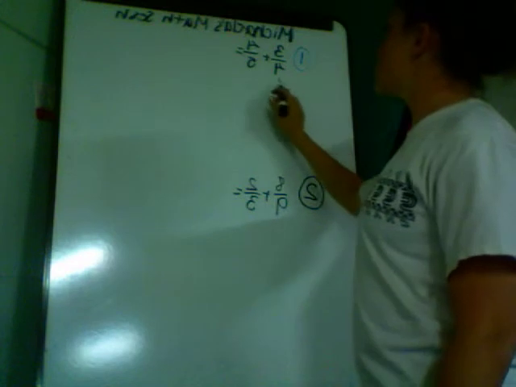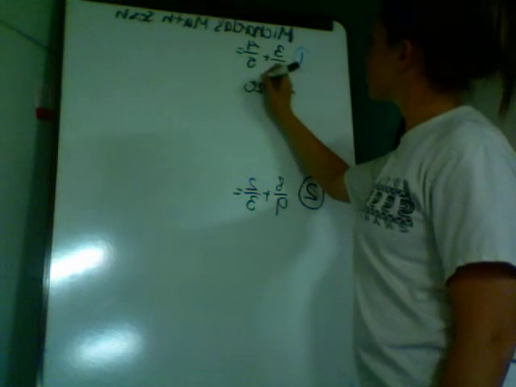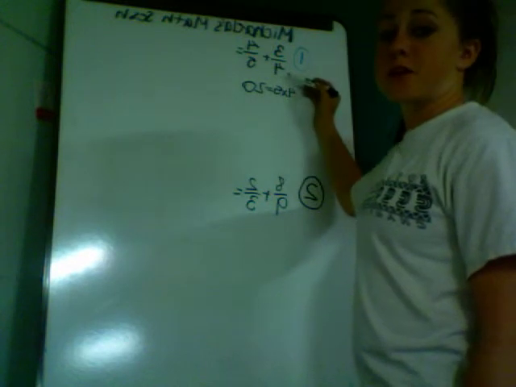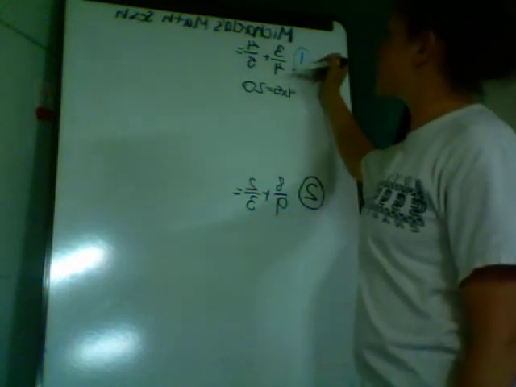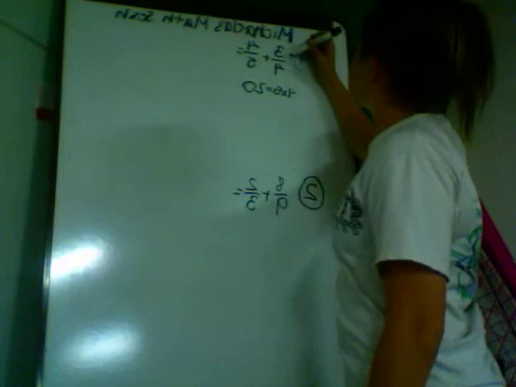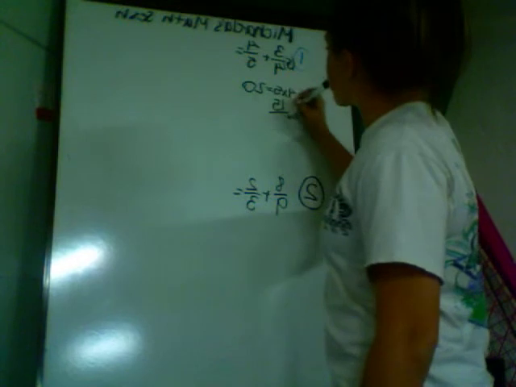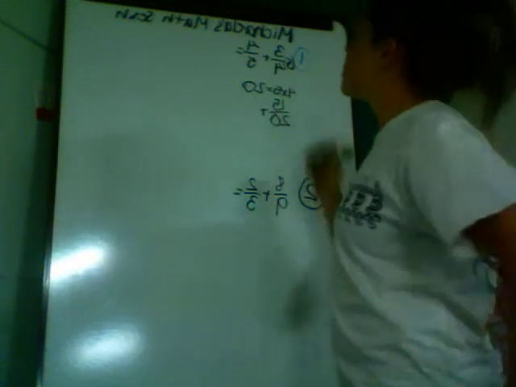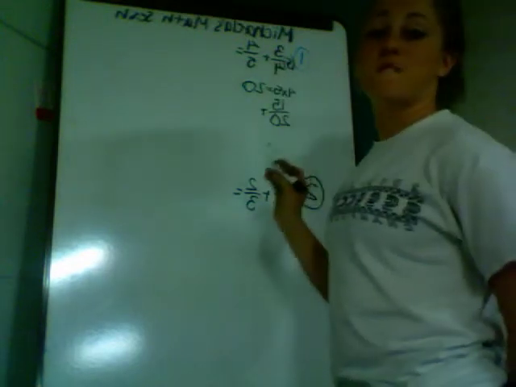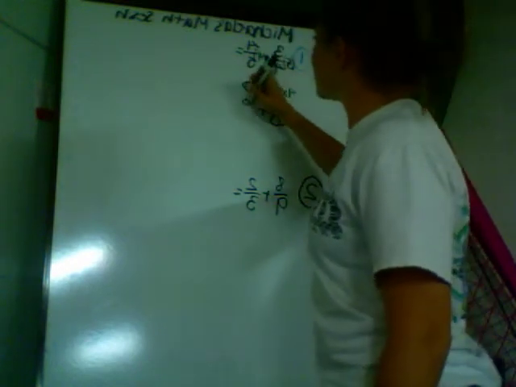So 4 times 5 equals 20. Now, in order to get 20 as a denominator, you have to multiply 4 by 5 for the denominator and the numerator. So you multiply this by 5 and you get 15 over 20. Now you have to get this fraction to have the denominator of 20, and you do that by multiplying it by 4. So multiply it by 4 and you get 16 over 20.